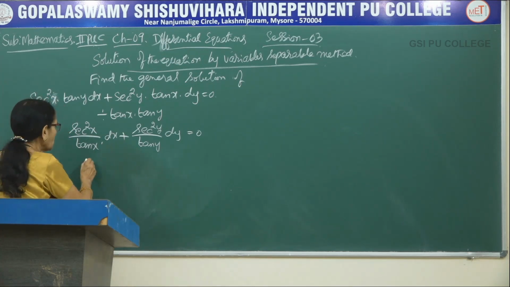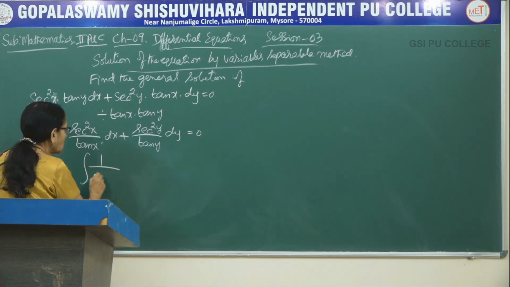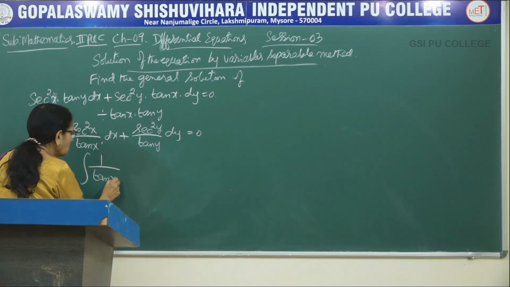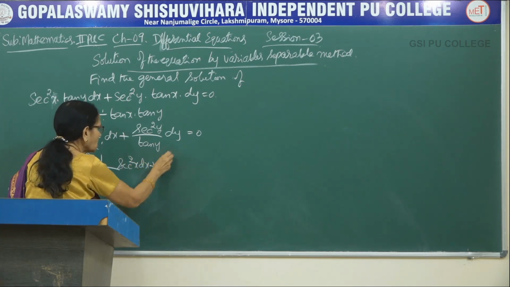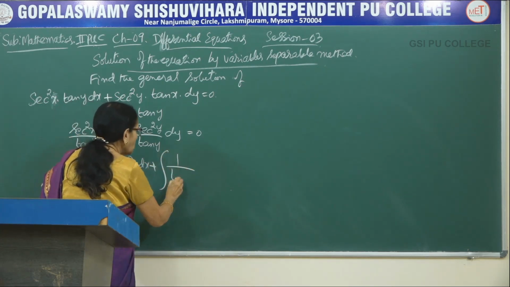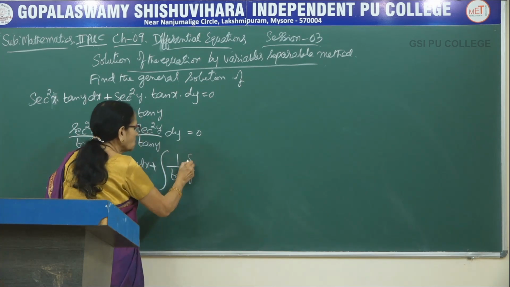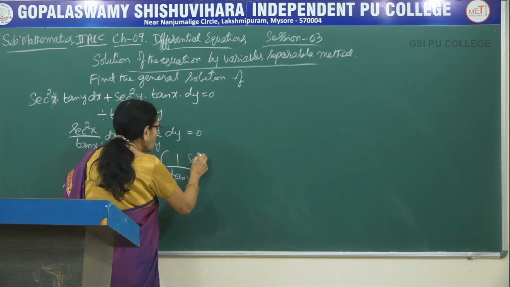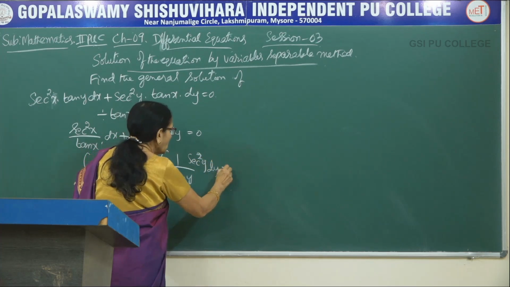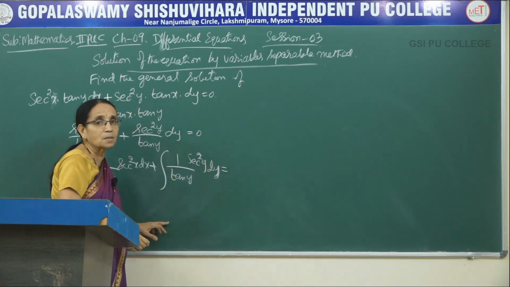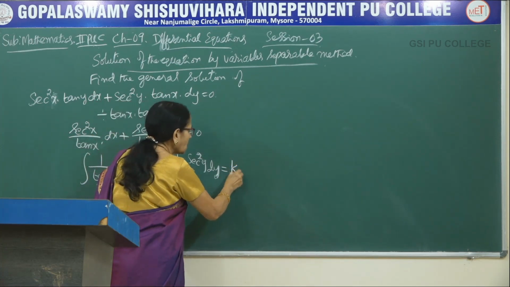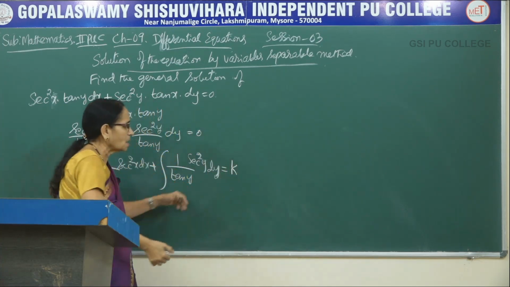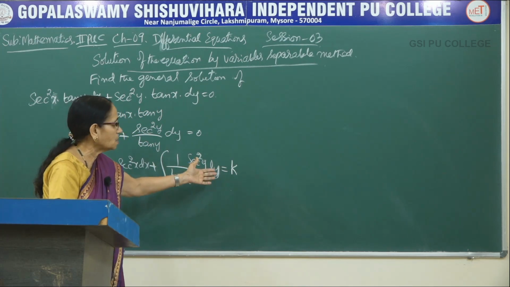Now let us go for the integration, that is integral 1 divided by tan x into secant square x into dx plus integral 1 by tan y into secant square y into dy. I told you, as soon as you write the integral sign, make it a habit to write the constant. Here you can take any constant. Generally I take c, here I am taking k.